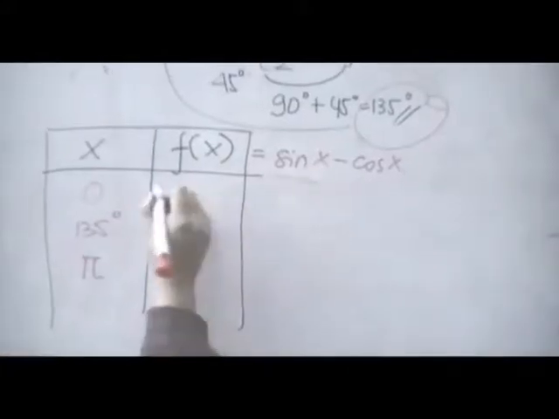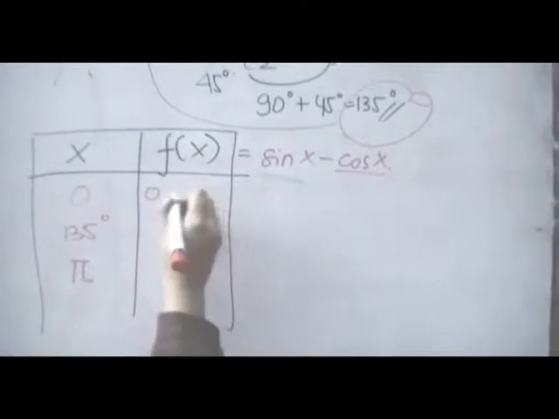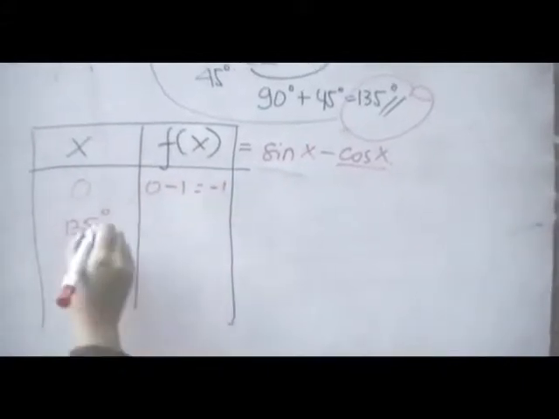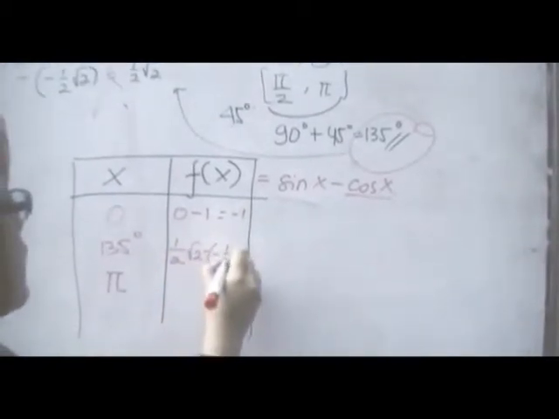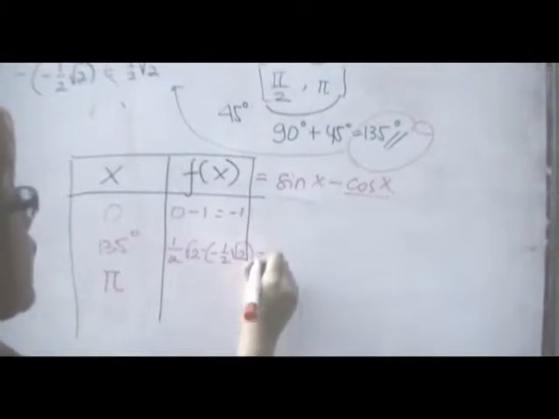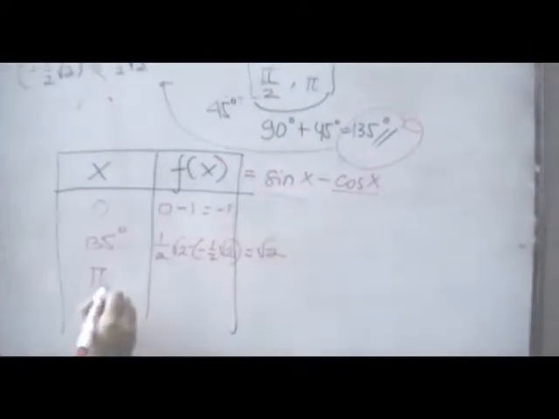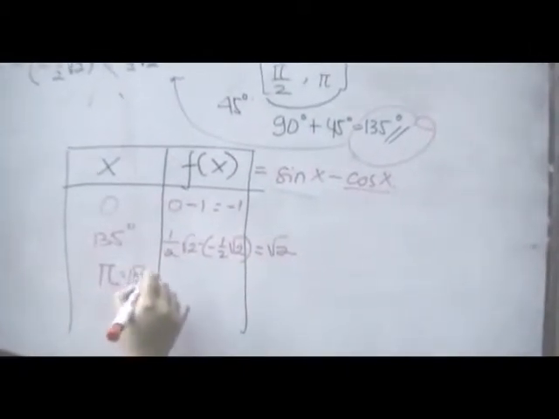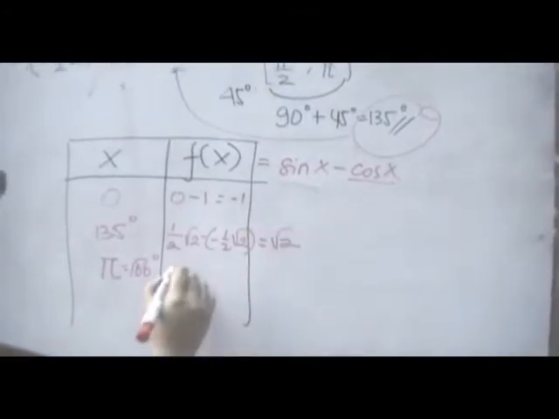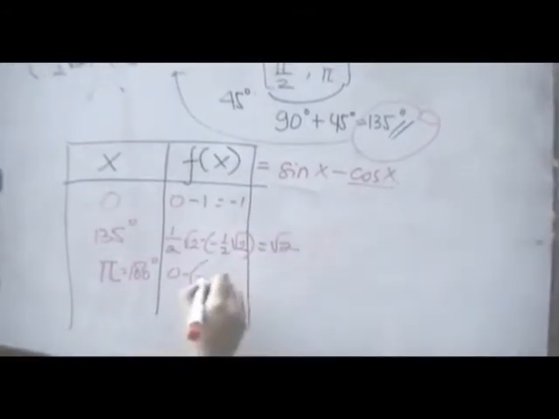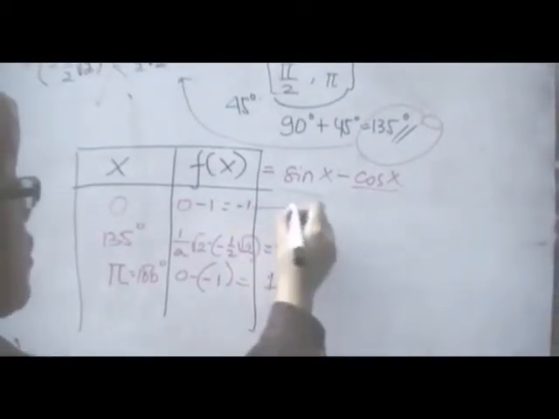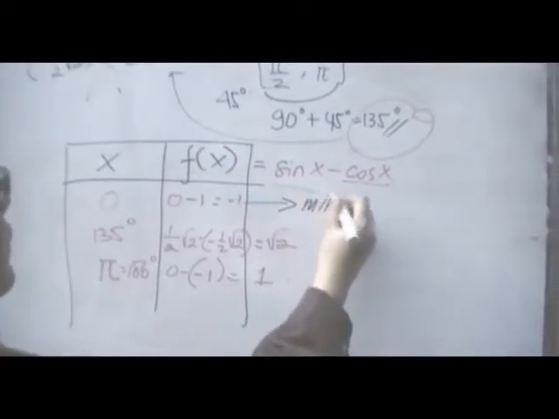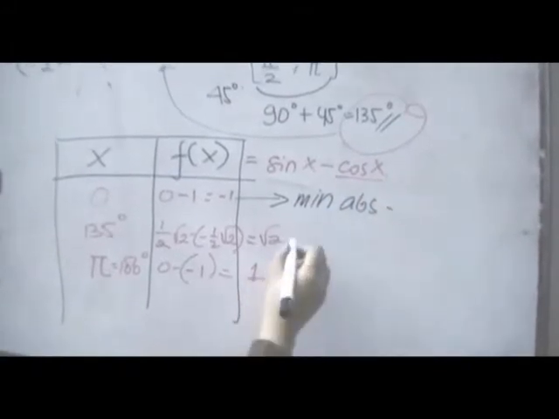We plug in 0: 0 minus 1 will be minus 1. For 135 degrees, half of root 2 plus half of root 2 will be root 2. And for 180 degrees, 0 minus minus 1 will be 1. Okay, we can find that this is the lowest, so it is the absolute minimum, and this is the highest, so it is the absolute maximum.